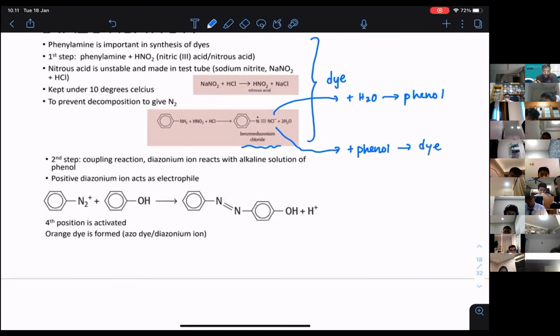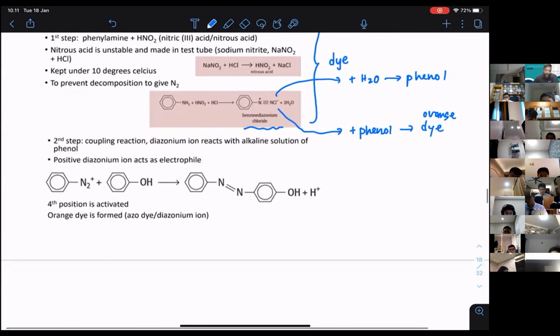And the dye is going to be an orange color dye. So let's actually look at that reaction. That reaction is called a coupling reaction. What is a coupling reaction? Basically, they are going to couple one benzene ring with another benzene ring.